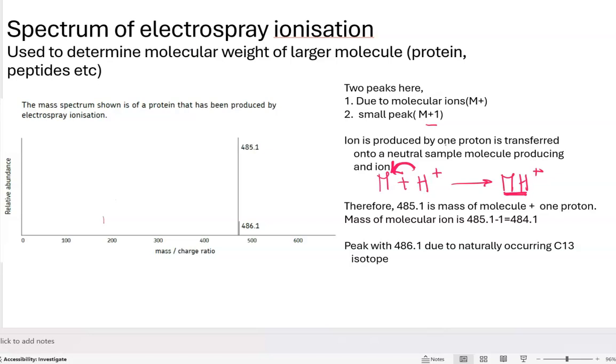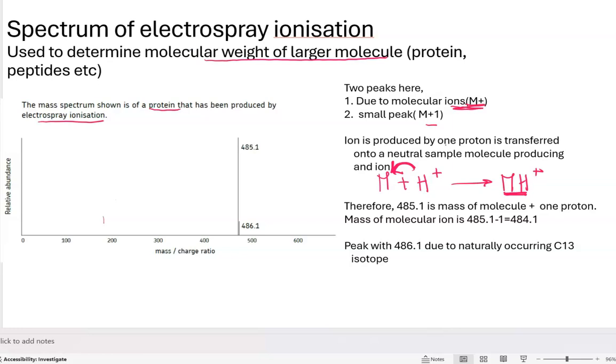So the mass spectrum shown is of a protein that has been produced by electrospray ionization. Electrospray ionization is used to determine the molecular weight of larger molecules like proteins and peptides. You can see two peaks here at mass to charge ratio 485.1, that is due to the molecular ion.